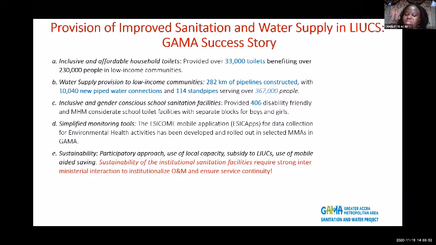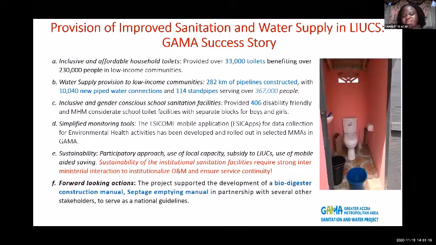But the sustainability of the institutional facilities, we have taken it to the ministerial level and are calling for policy direction to change some of the instruments we currently have for O&M to ensure that there is sustainability in the management of school facilities.